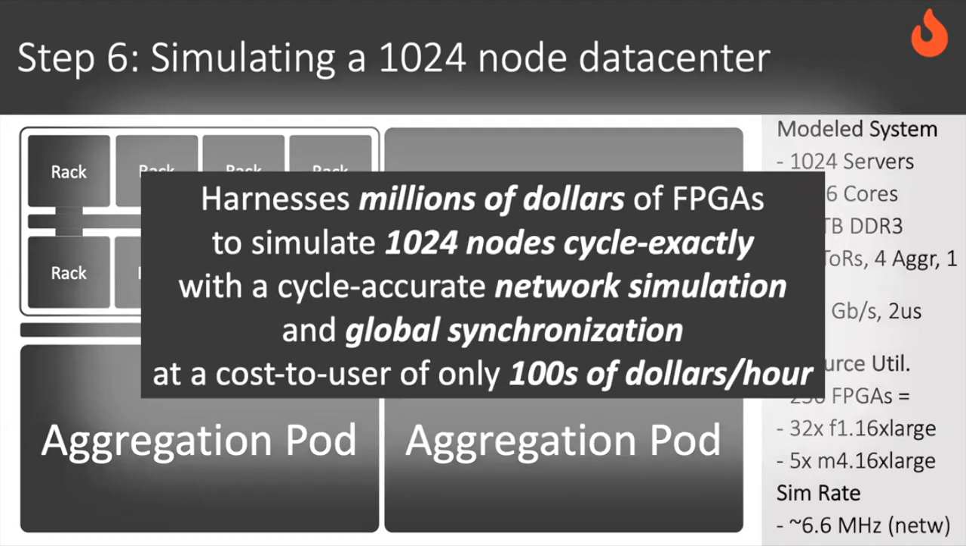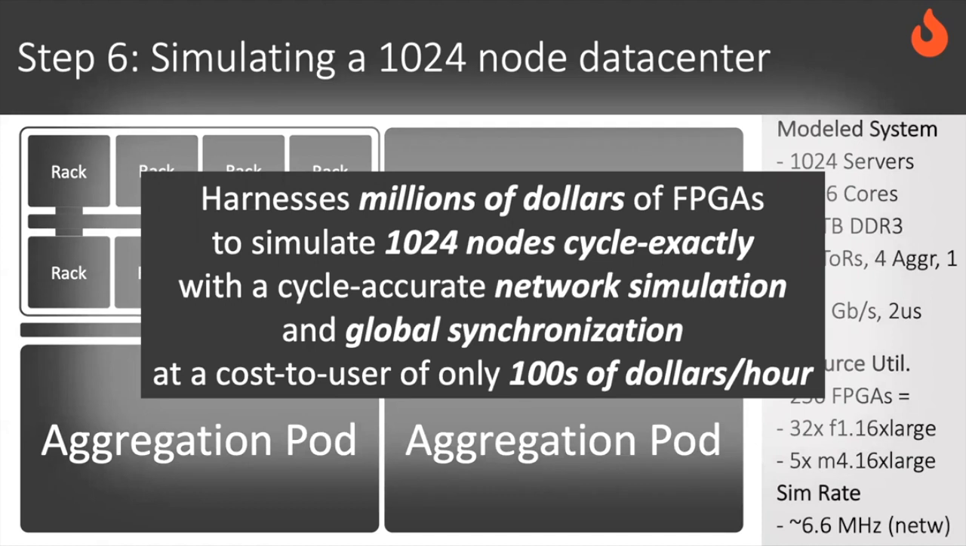And to sort of sum this up here, we can basically harness millions of dollars of FPGAs that in academia we could never afford to buy. But doing this on the cloud, we can simulate these 1,000 nodes cycle exactly with the cycle accurate network simulation, tying them all together. And if you're running on the cloud, this only costs you $100 an hour to run. So we can run some experiments on this, throw it away as if we never had these 256 FPGAs, which we could never afford in the first place. So this enables us to do things at a scale which we could never do before just because we couldn't get those sorts of resources.